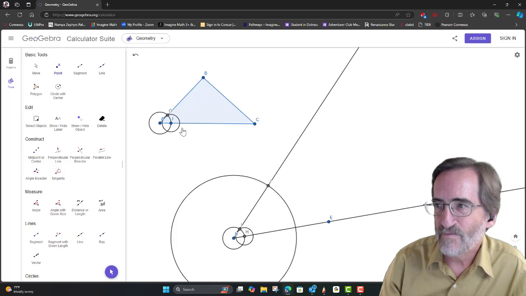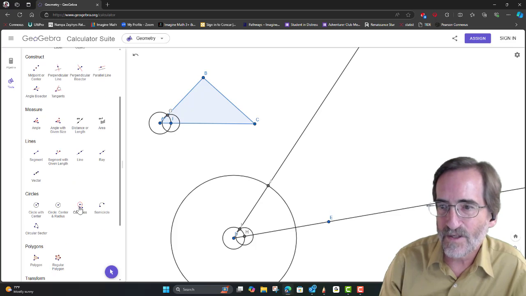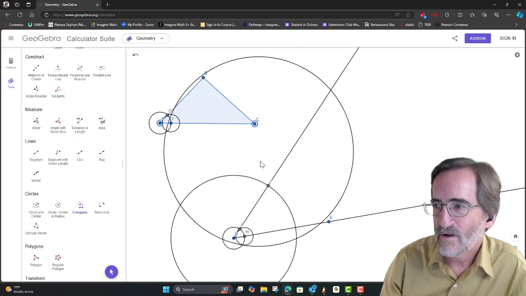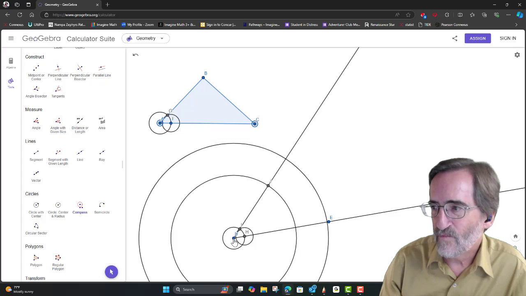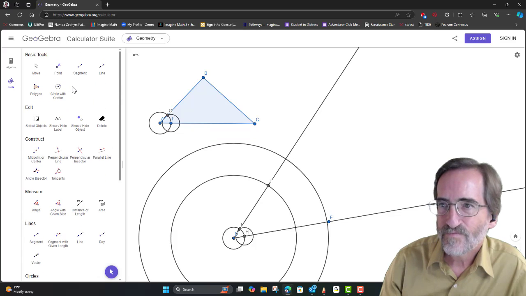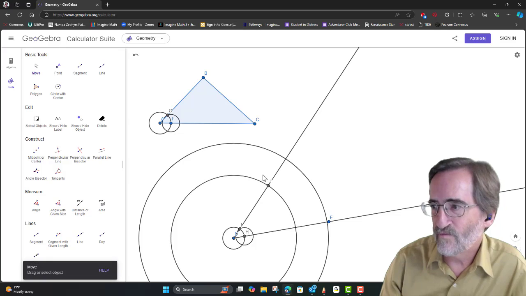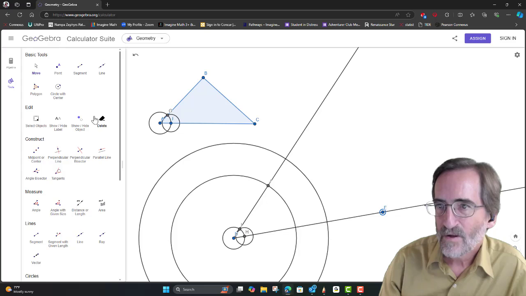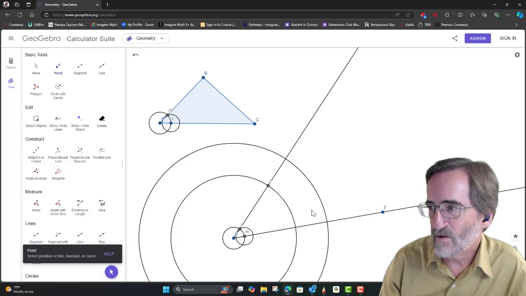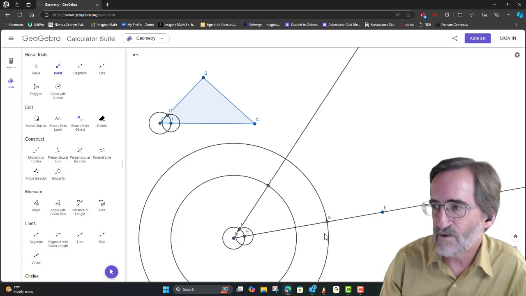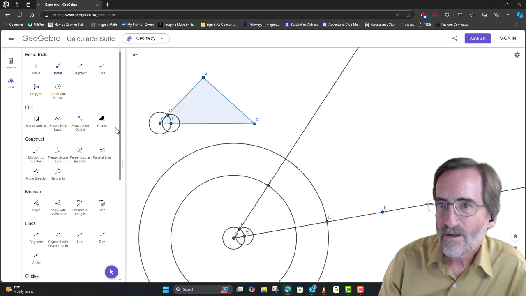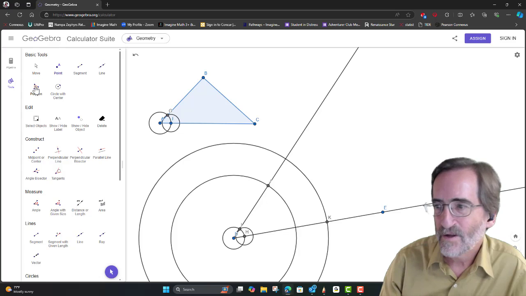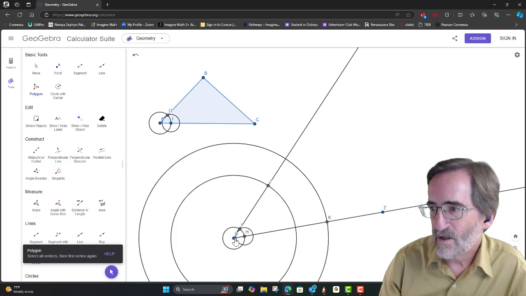And now I need to measure AC. So grab my compass again and measure AC, and put that on point D. Okay, let me move point E out of the way, because I don't want that to be confusing here. And we're going to put a point on the intersection of the circle and the side, K. Okay, and now I'm going to draw polygon DJK.